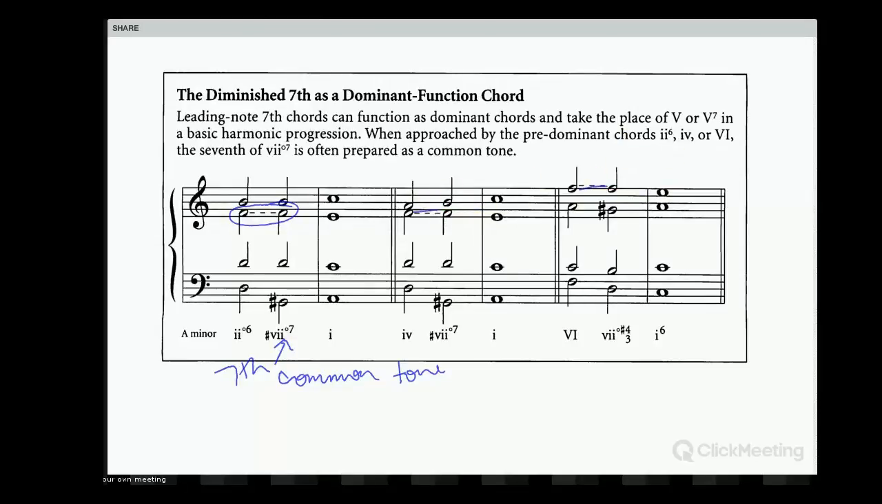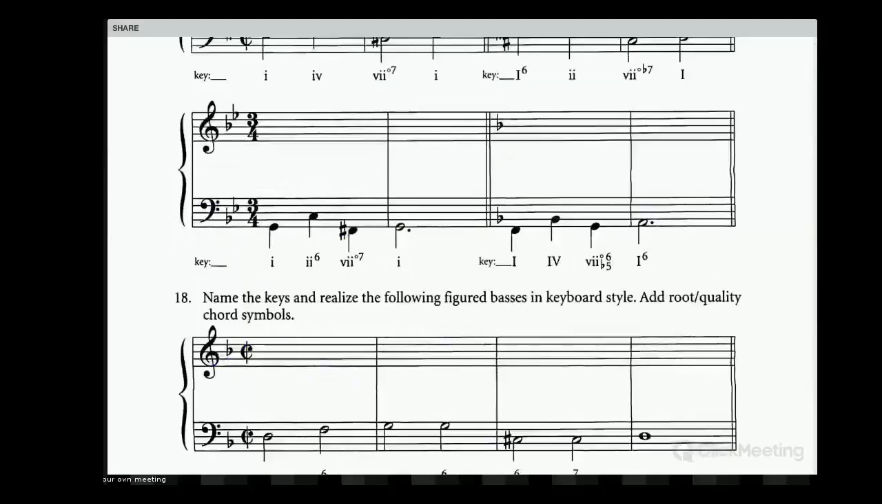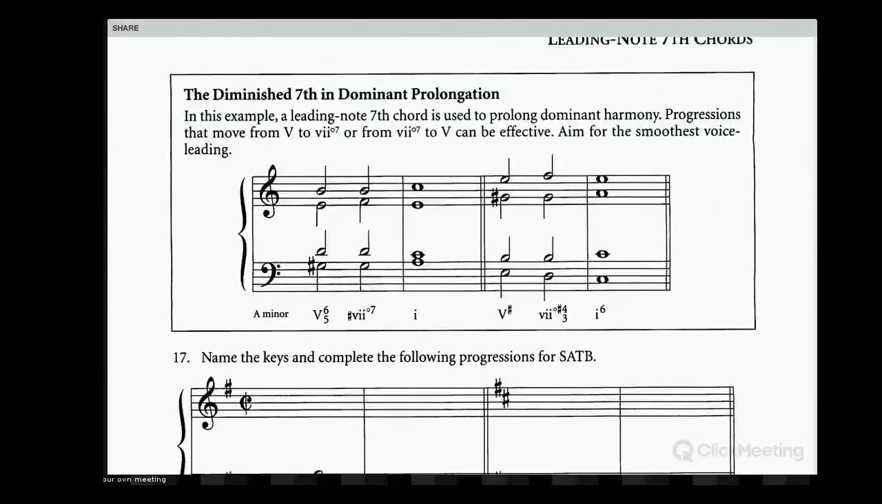If you can. Right? So because these are all dominant functioning chords, now I can proceed with a predominant chord as we've seen before. Keep the common tones in the same voice. All the other notes move to the nearest available chord tone. Avoid faulty parallels as usual. And the diminished seventh chord can be used in dominant prolongation. I take my dominant chord, I morph it, or I change it into a diminished seventh chord. That's one way of extending my dominant area.